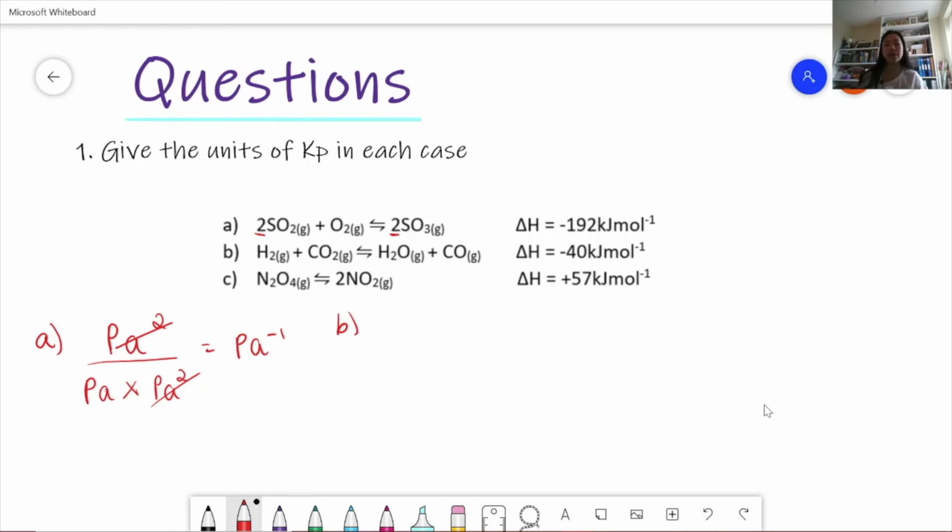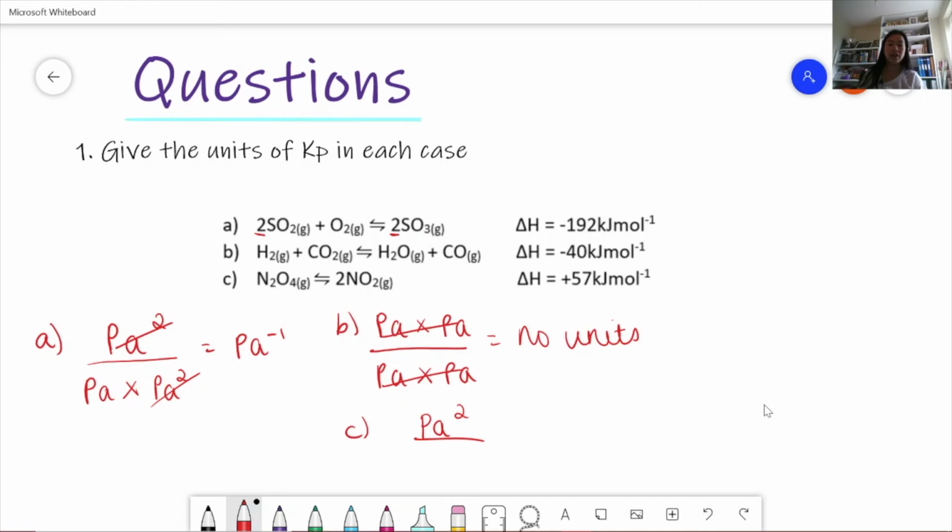And then for B, we do the same thing. So we have the water multiplied by the carbon monoxide, and then over hydrogen multiplied by carbon dioxide. And as you can see, everything cancels out, so there are no units. And then for C, we have the NO2, which is pascal squared, and then over the N2O4, which is pascal. So the units for the Kp is pascal.